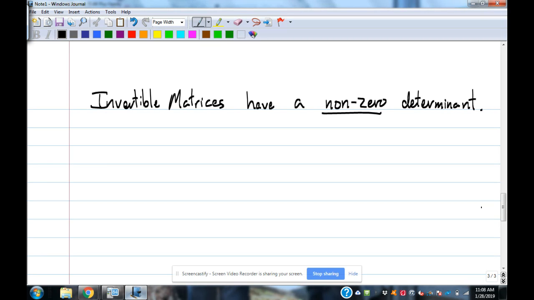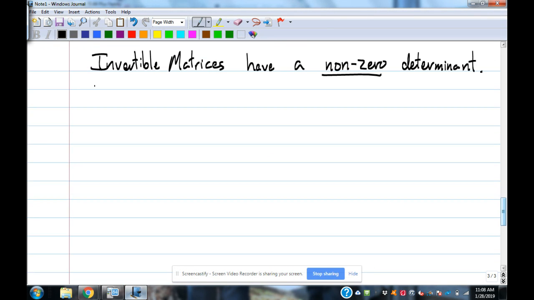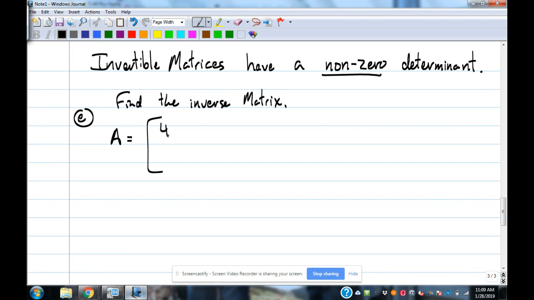Let's look at a matrix. Find the inverse matrix. So let's say matrix A, we'll call it matrix A, is this 2 by 2, 4, negative 7, 6, 10. And we want to find the inverse of that. Well, let's make sure that there is an inverse. Since it's a 2 by 2, the determinant's easy. 4 times 10 is 40 minus negative 42, so 82. So that's something other than 0. Okay, so we know we can find the inverse.